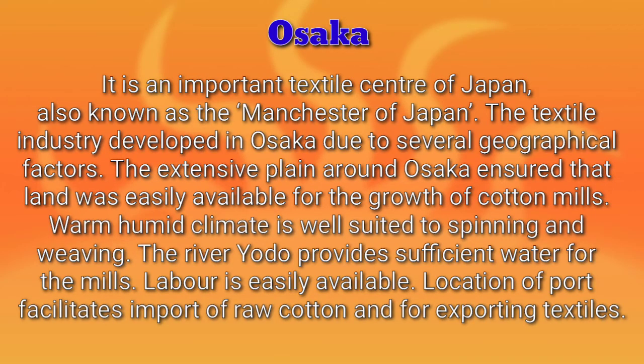Osaka. It is an important textile center of Japan, also known as the Manchester of Japan. The textile industry developed in Osaka due to several geographical factors. The extensive plain around Osaka ensured that land was easily available for the growth of cotton mills. Warm humid climate is well suited to spinning and weaving. The river Yodo provides sufficient water for the mills. Labor is easily available. Location of port facilities, import of raw cotton and for exporting textiles.